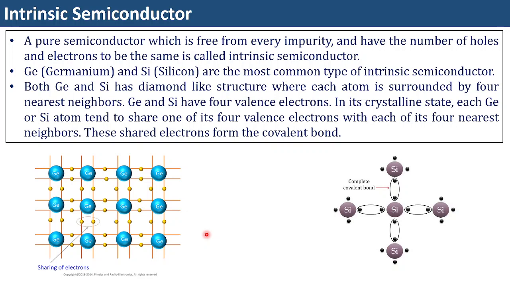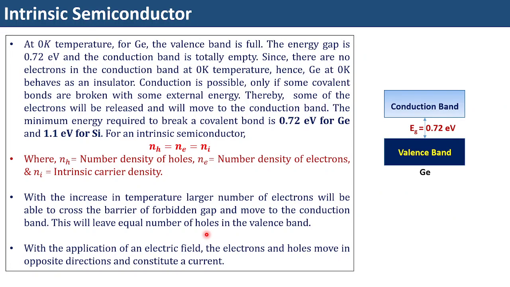All right, now what happens if you bring down the temperature to 0 degree Kelvin? At 0 Kelvin temperature, for germanium, although I have written germanium, this is not only for germanium, it happens for silicon also. So at 0 K temperature for germanium, the valence band is full. As you can see in this particular diagram, the valence band is completely filled. The conduction band will definitely be empty. The energy gap is 0.72 electron volt, and the conduction band is totally empty.